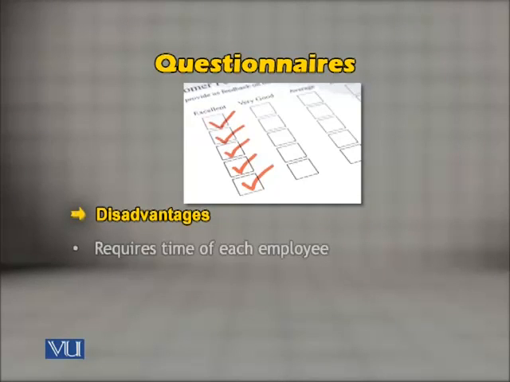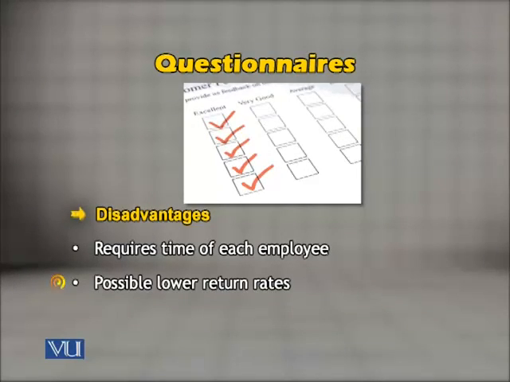One is that questionnaires require the time of each employee or each subject matter expert to fill it up. Then questionnaires have a problem of possible low return rates. When you send questionnaires to people to fill them up, many of them don't fill them up and don't return them. So if you have a low return rate, then you do not get enough data to summarize, you do not get enough data to answer the question.